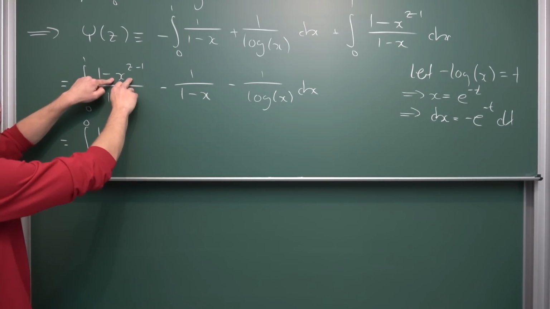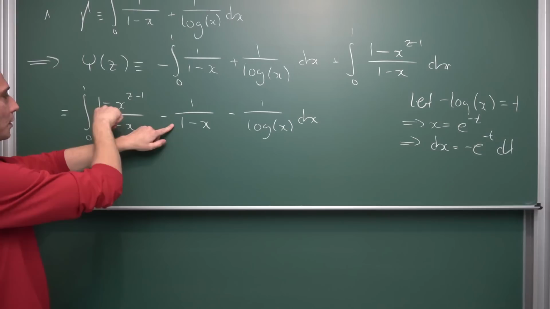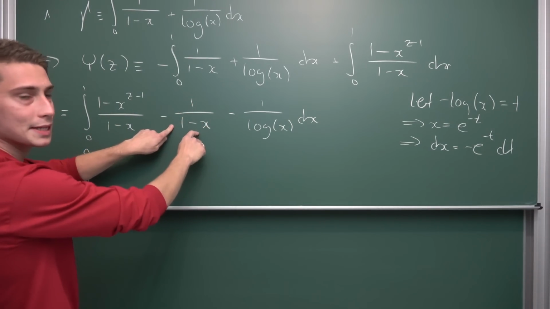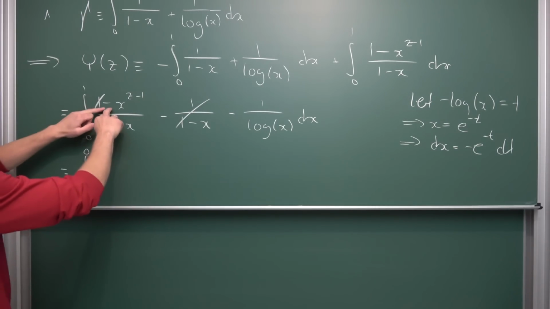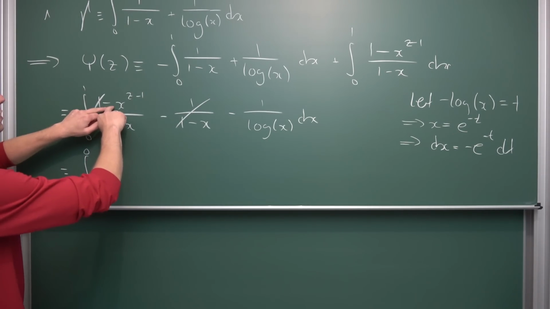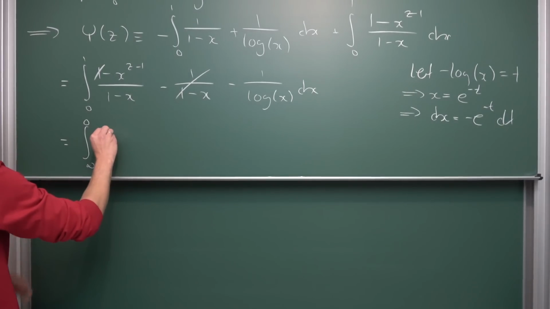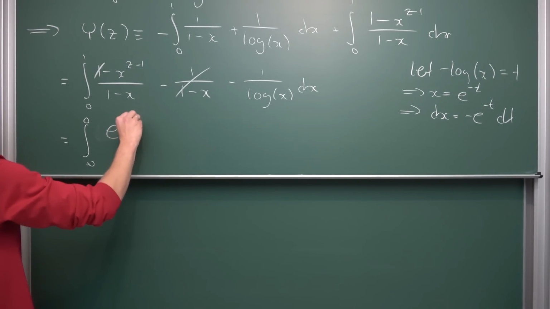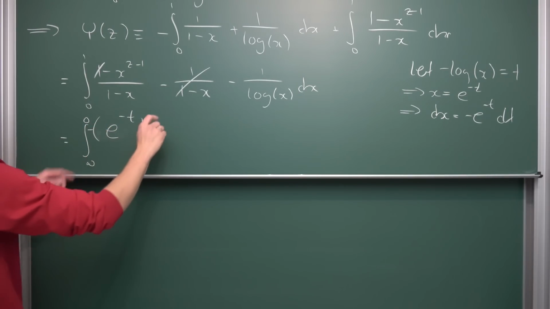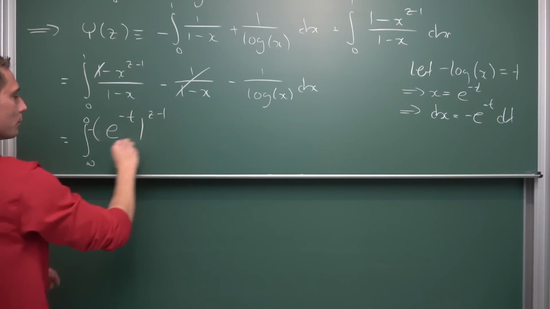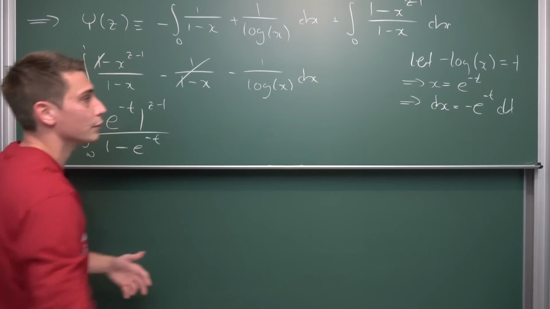On the one hand, this is something I also want to cancel out. You see, we have 1 over 1 minus x minus 1 over 1 minus x. This is going to die in the corner somewhere. So we are going to get rid of this, meaning overall we are going to be left with negative x to the z minus 1 power, but x is nothing but e to the -t, leaving us overall with negative e to the -t, but the whole thing to the z minus 1 power, over 1 minus e to the -t. Just plug in everything into here.